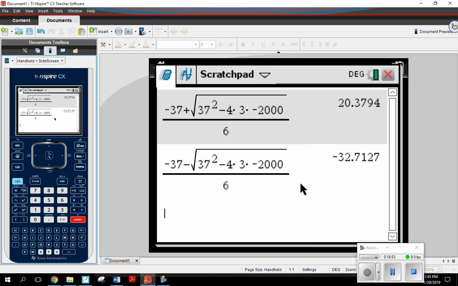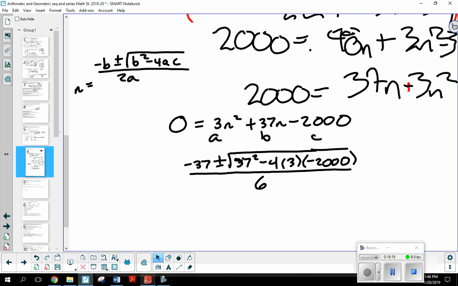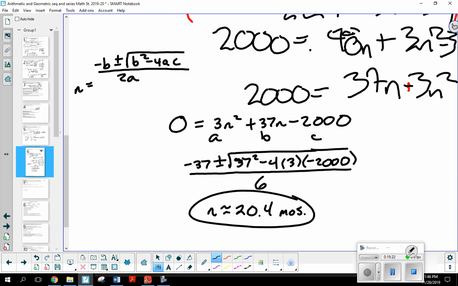So graphically, this is where my function is going to cross the x-axis, or I guess the n-axis in this case. Is there one answer that I would probably get rid of? Yeah, because with the scenario we're in, the n represents the number of months, and we're not looking at a negative number of months. So it has to be 20, let's say 0.4. Okay. So it's going to take about 20.4 months for them to sell their 1,000th computer.